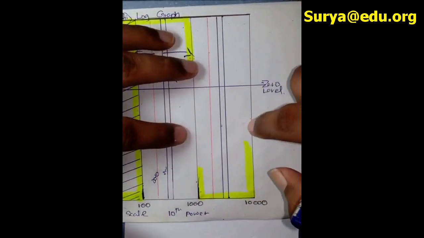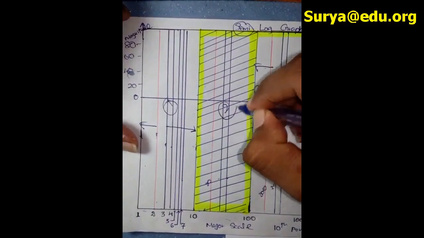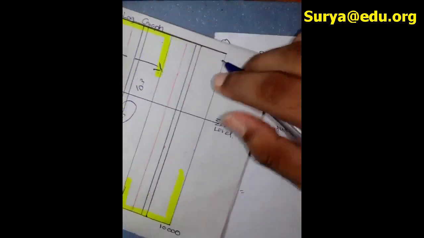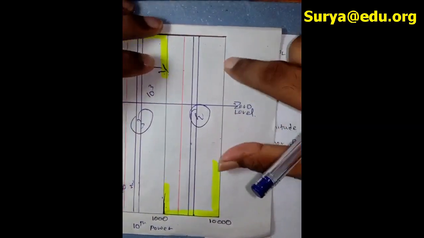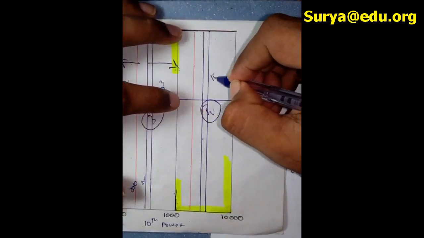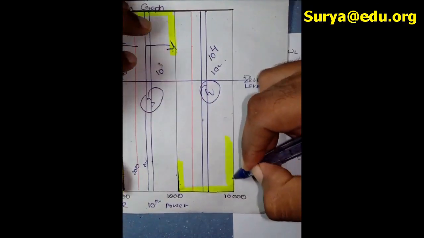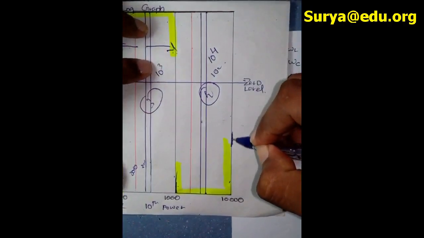So what is the last division according to my graph? That is here: first, second, third and fourth. This is the fourth and last. So this region is given for the 10th power of 4. What is the 10th power of 4? That is 10,000. That means this last line stands for 10,000.